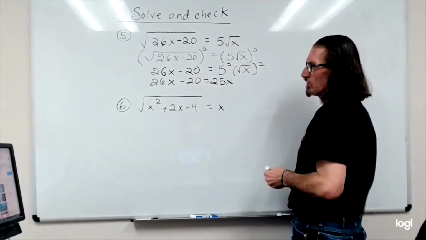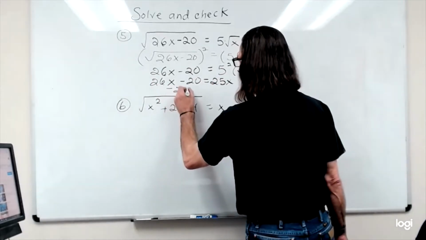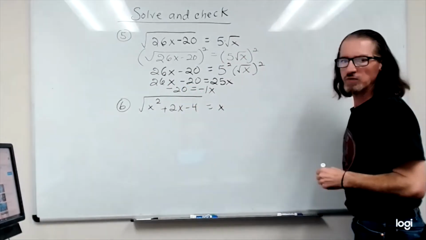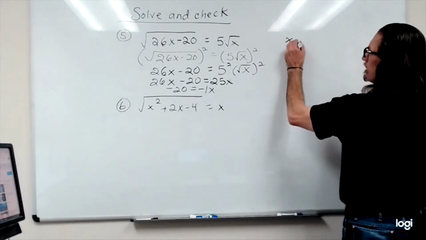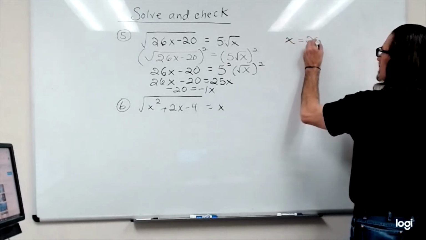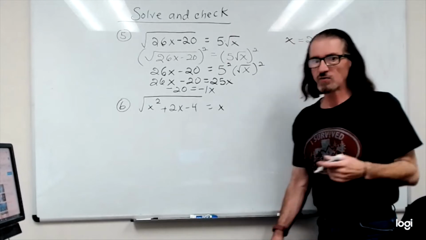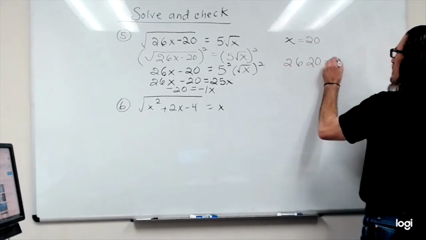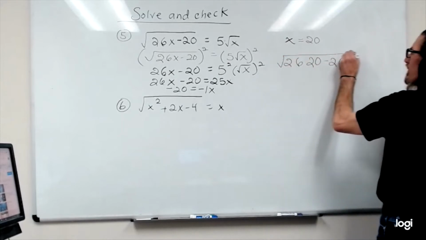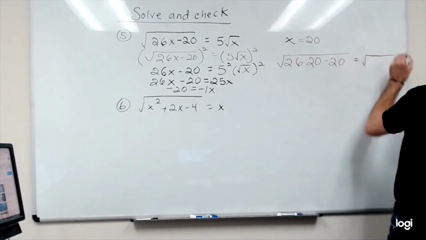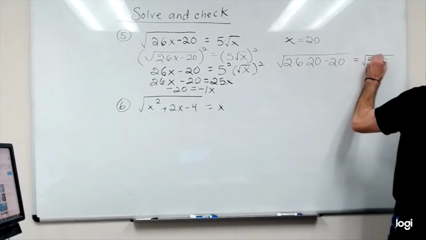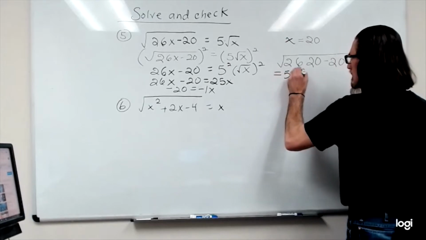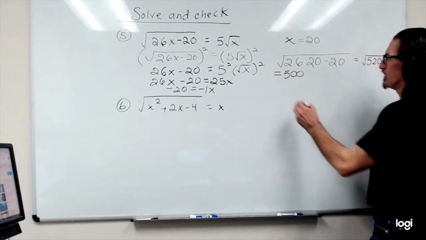Subtracting 26x from both sides, I get negative 20 equals negative 1x. Divide both sides by negative 1, and I get that x is equal to 20. Don't forget to check. 26 times 20 is 520. Subtract 20 from that, and we get 500 under the square root.